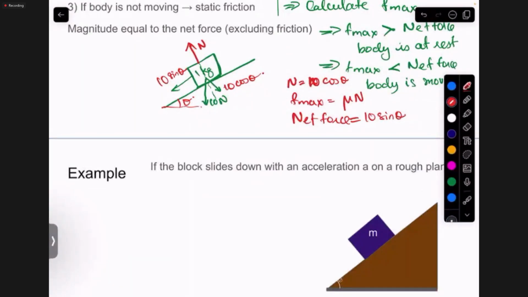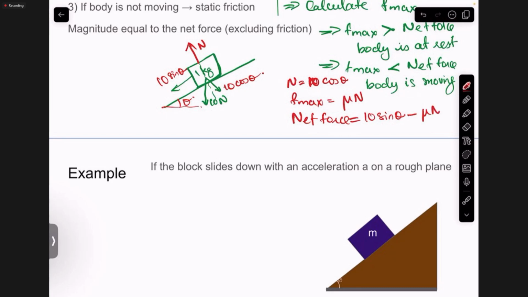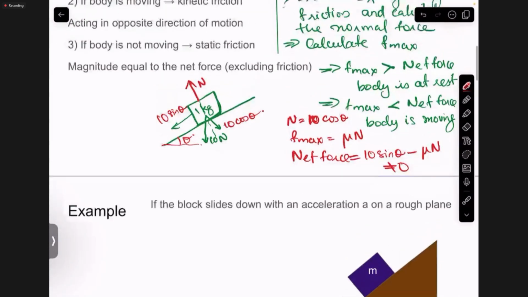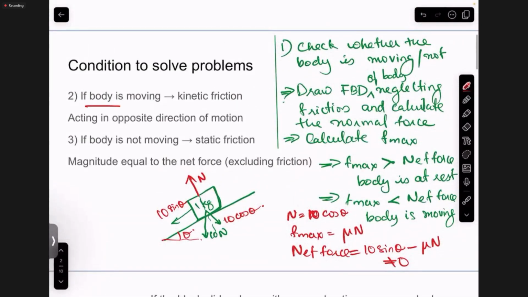If net force is larger than F max, then the body is moving, or if F max is larger than net force, then the body is at rest. When you're thinking about friction, if you're taking net force equal to 10 sine theta minus mu N, then if it is non-zero, the object is moving. If it is zero, then the object is not. In that manner also you can think about it. If the body is moving, you will consider kinetic friction, and if the body is not moving, you will consider static friction. That is how we explained the problems in our previous lecture.